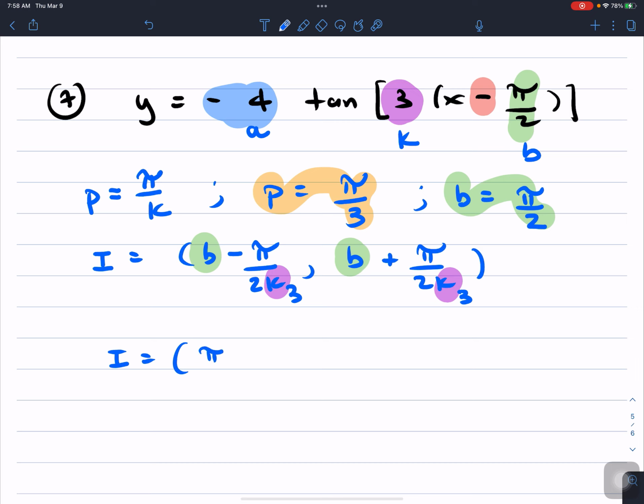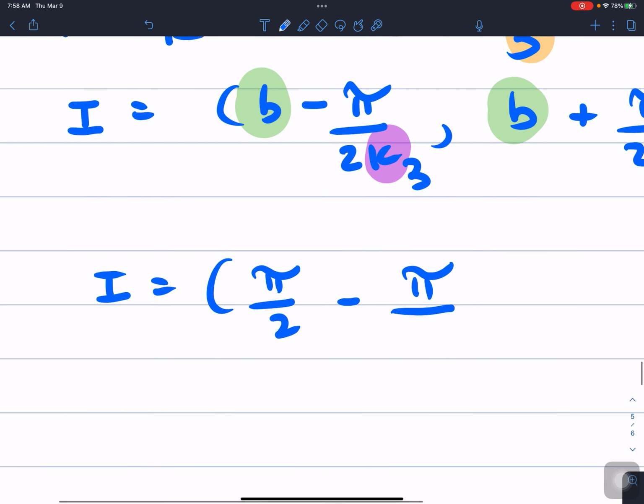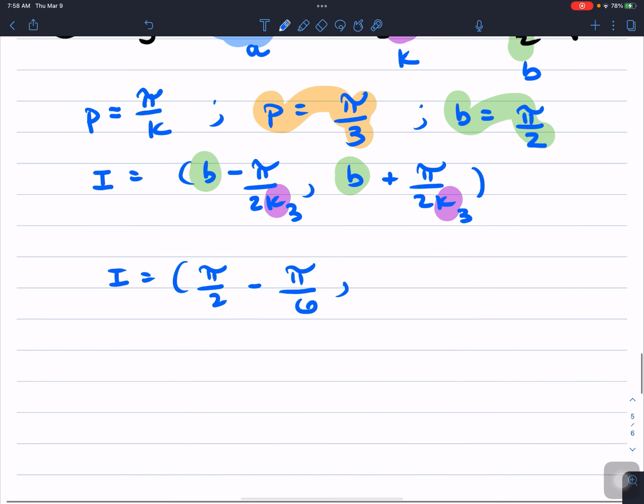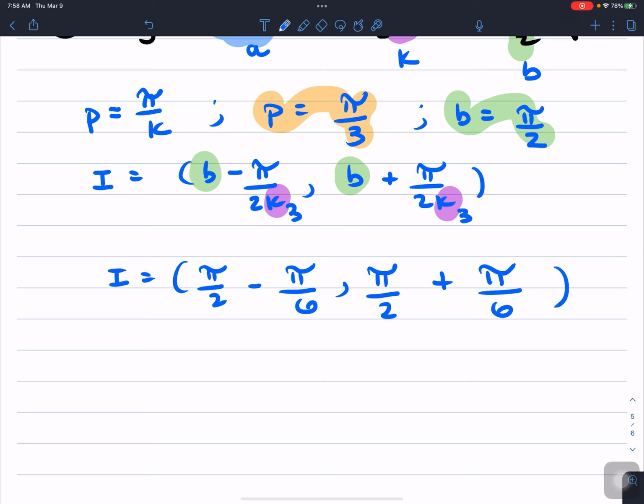B, pi over 2 minus pi over, what's that going to be, ladies and gentlemen? What's 2 times 3? 6. Good. And then again, b now, okay, which is pi over 2 plus pi over what? 6. Okay?